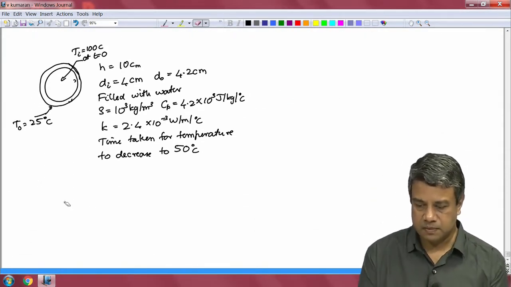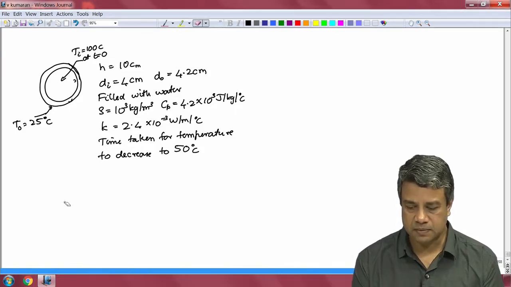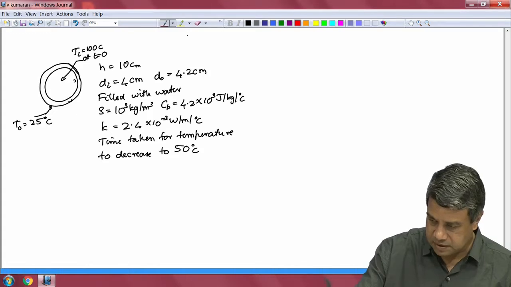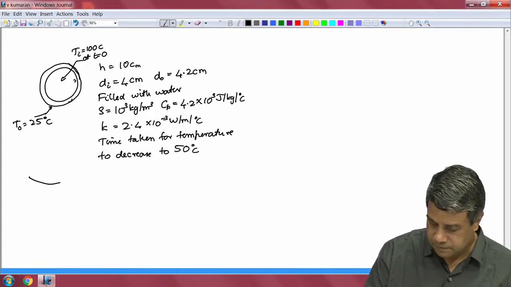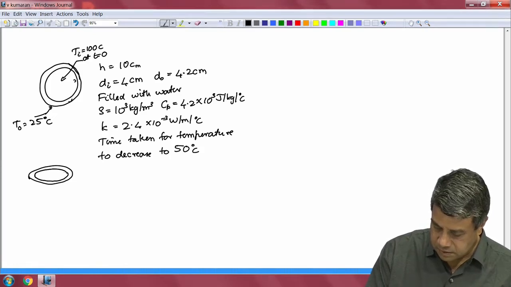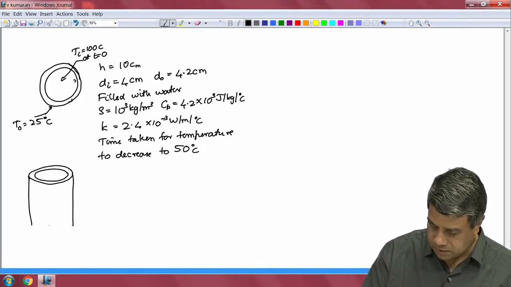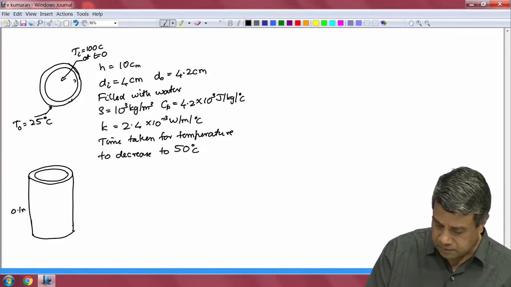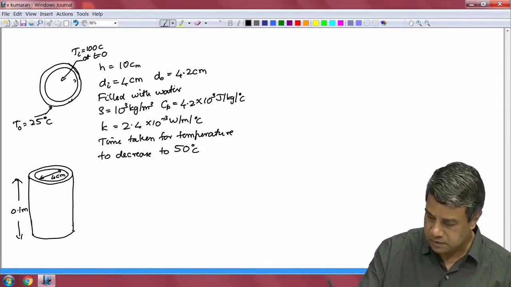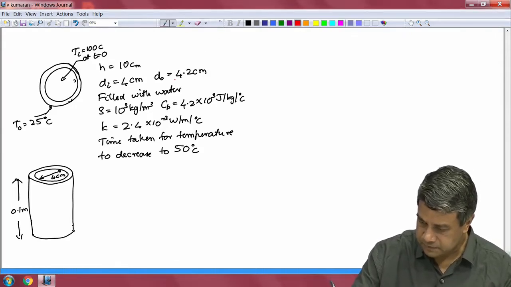So, we were solving a problem, a practical example of a cylinder, a flask, of height 0.1 meters. Inner diameter was equal to 4 centimeters and the outer diameter was equal to 4.2 centimeters.